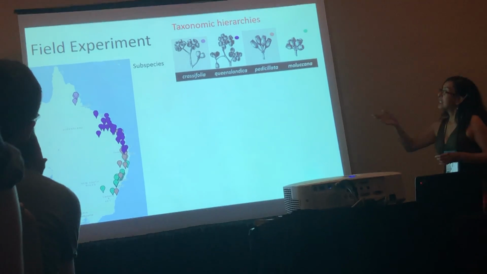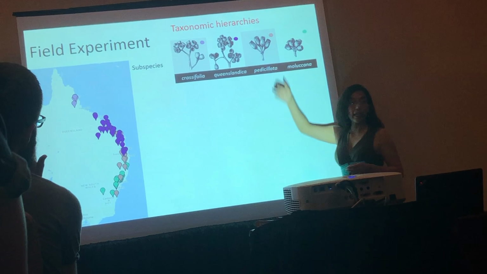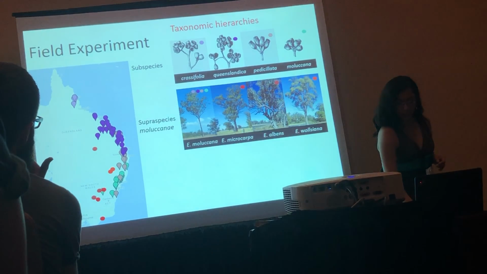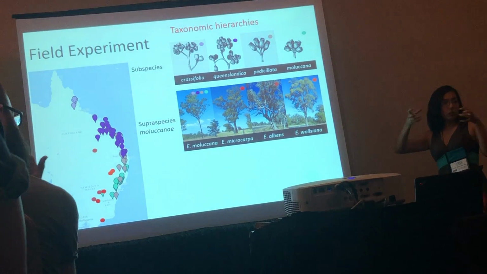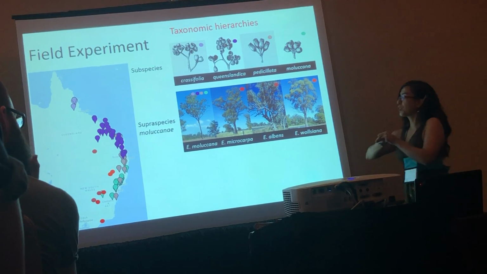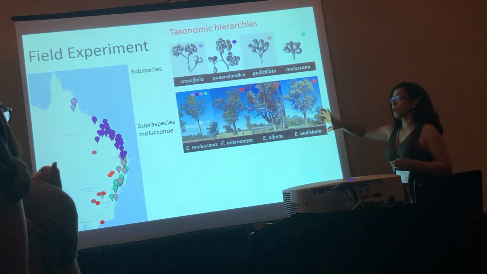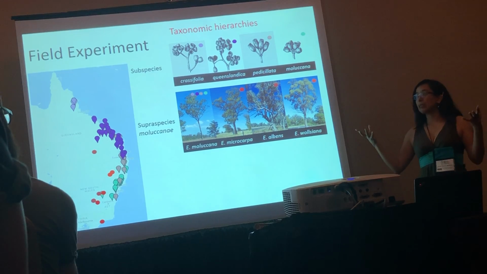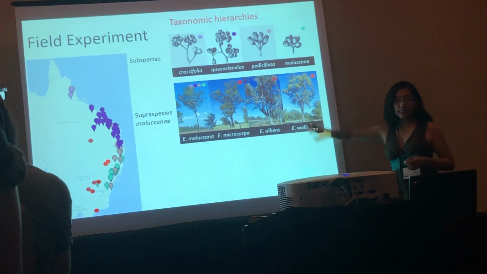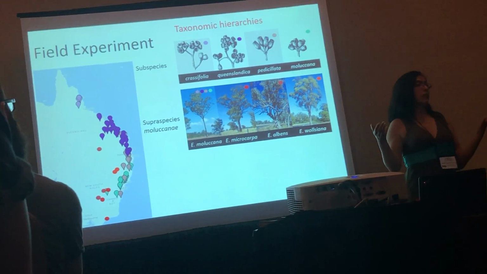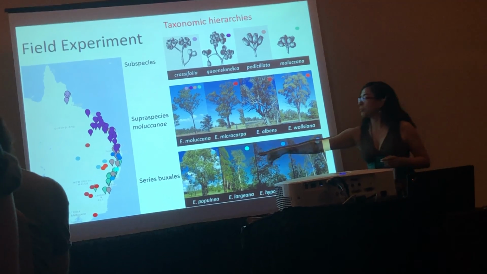So as I mentioned, I collected populations from the 4 varieties or subspecies that I introduced to you. I also included species that were closely related to Eucalyptus moluccana. So Eucalyptus moluccana, microcarpa, albens, and wolfsiana belong to this superspecies moluccanae. So these are closely related. And also I included other species distantly related, but still belonging to the series Buxales.